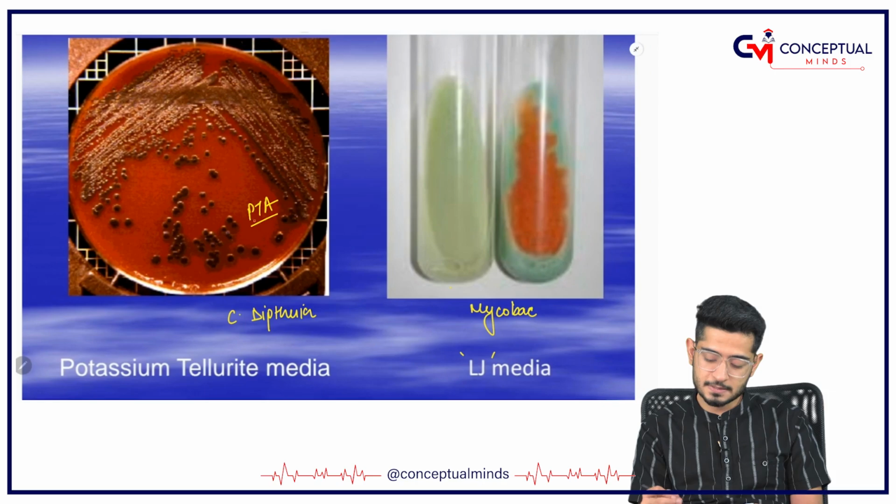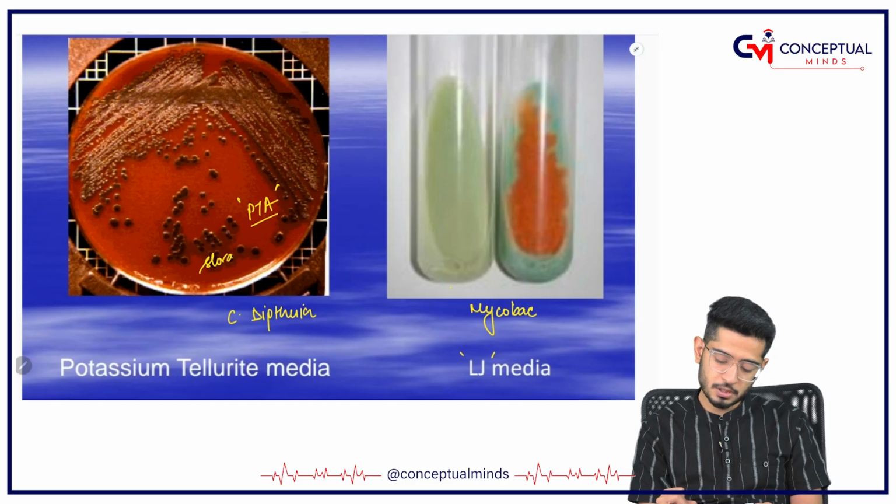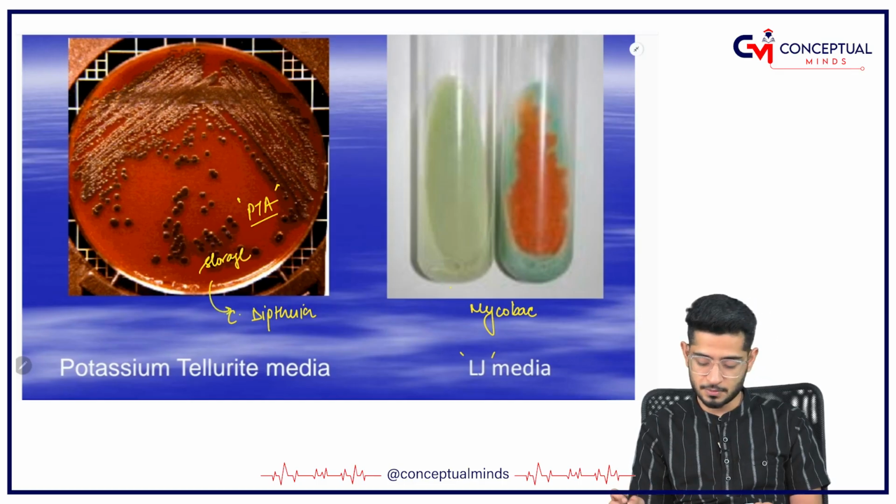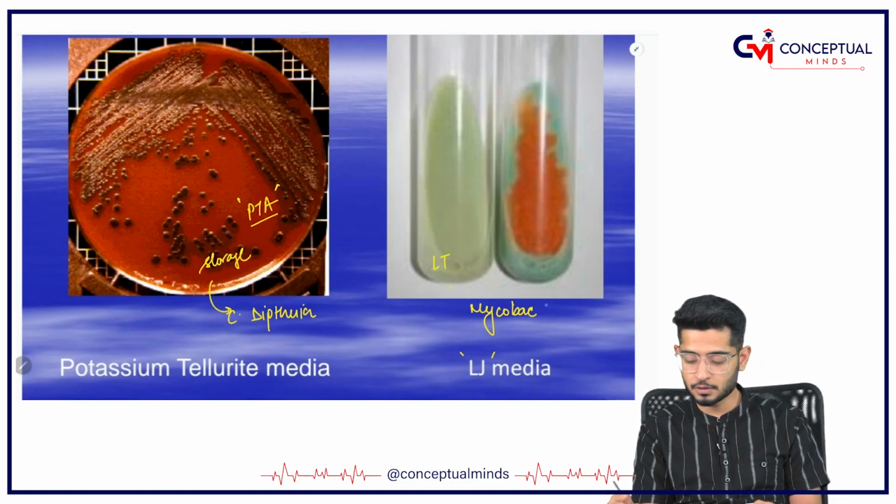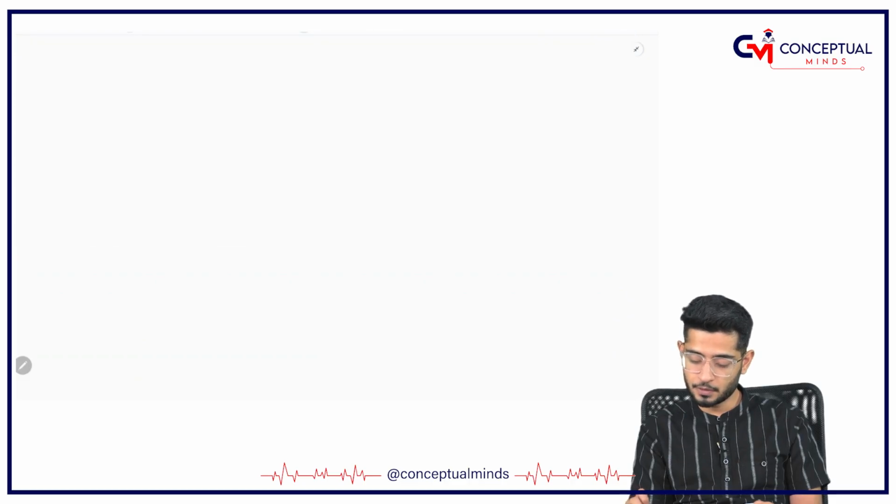Coming on to this is PTA, potassium tellurite agar. PTA, I have told you, which has got storage granules. So who is having the storage granules? The storage granules are with the Corynebacterium diphtheriae. And what is this? This is LJ media. I told you L and T looks very similar. So this is for the Mycobacterium tuberculosis.